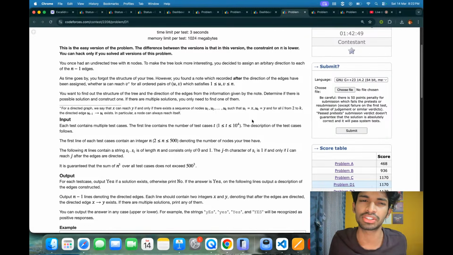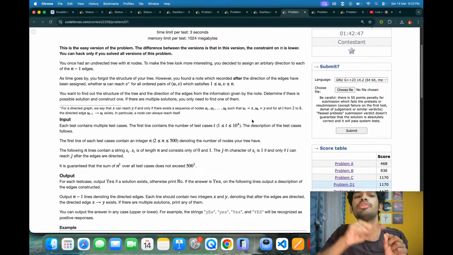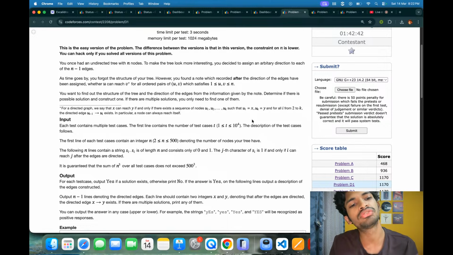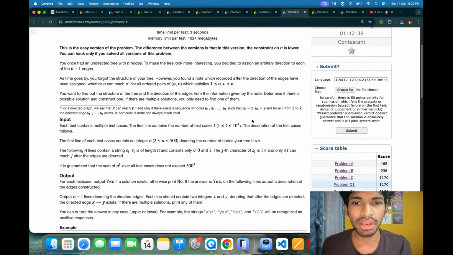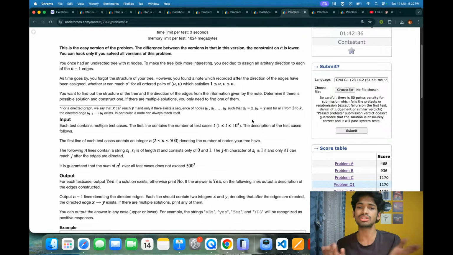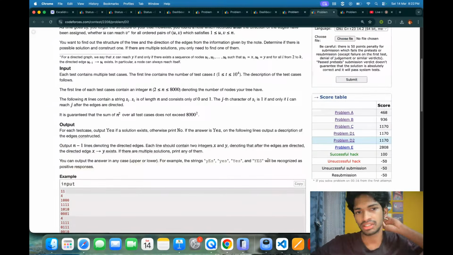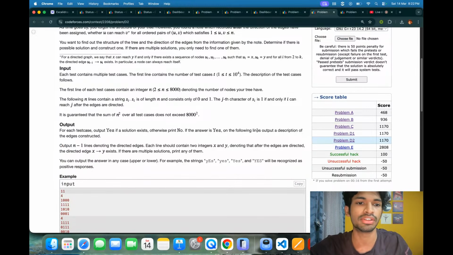So you have some directions, but what has been recorded is if you can go from here to there. You want to find out the structure of the tree and the direction of the edges from the information given by the node. Determine if there is a possible solution and construct one. If there are multiple solutions, you only need to find one of them. And what about D2? It's just the constraints. You have to solve it in n squared. The sum of n squared over all test cases does not exceed 8,000 squared.